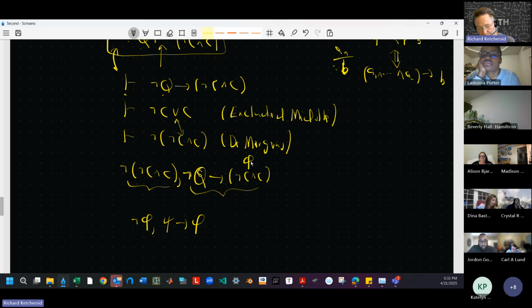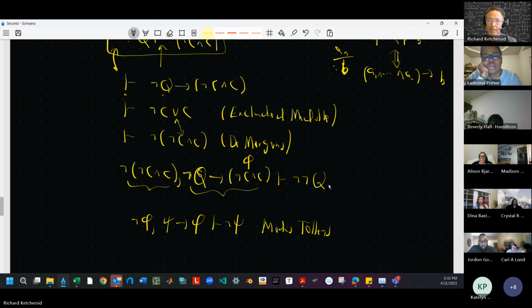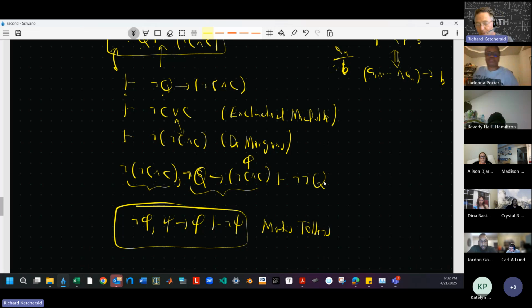So this I'm calling phi for a second. But this now is literally what you have in modus tollens. Once I have something like this, I get to conclude not psi. So this is modus tollens. In other words, from this thing up here, I get to conclude not Q, because of this. And not Q, of course, is just the same as Q, so I can conclude Q.